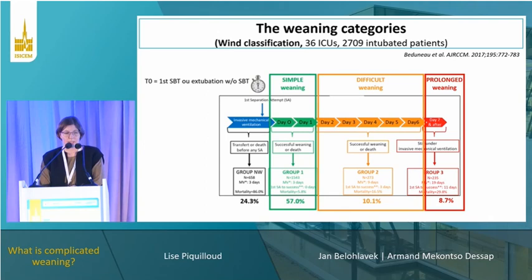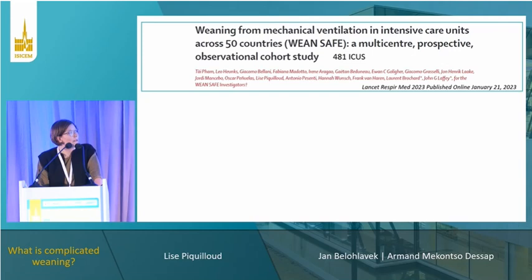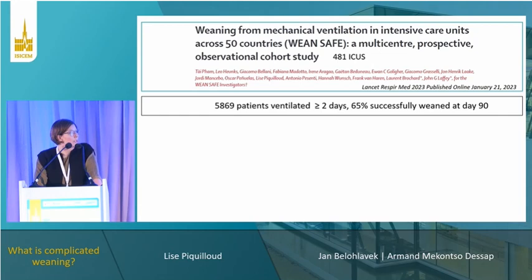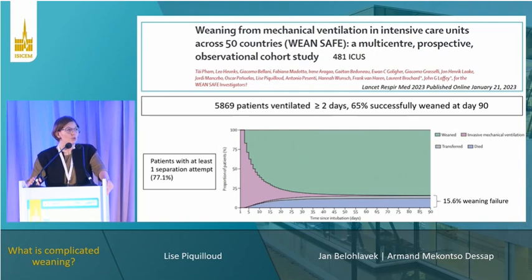And we have new data about our ICU patients. This is the WIND study, published online some weeks ago. And this is again a big observational study performed in 50 countries, 481 ICUs, and this time with nearly 6,000 patients. Those patients were ventilated for at least 2 days. And the first important information from this data is that 65% of those patients could be successfully weaned after 90 days.